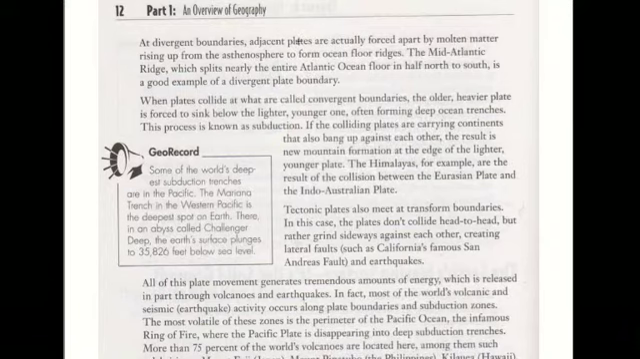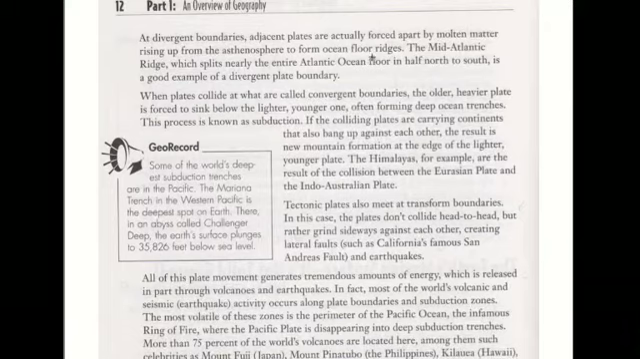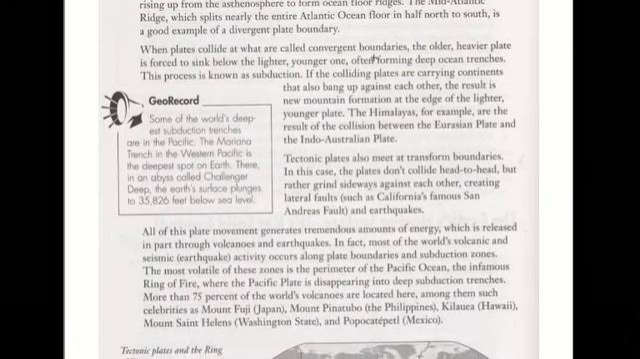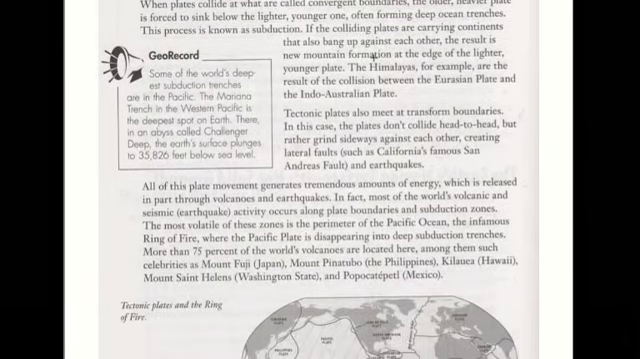At divergent boundaries, adjacent plates are actually forced apart by molten matter rising up from the asthenosphere to form ocean floor ridges. The Mid-Atlantic Ridge, which splits nearly the entire Atlantic floor in half north to south, is a good example of a divergent plate boundary.